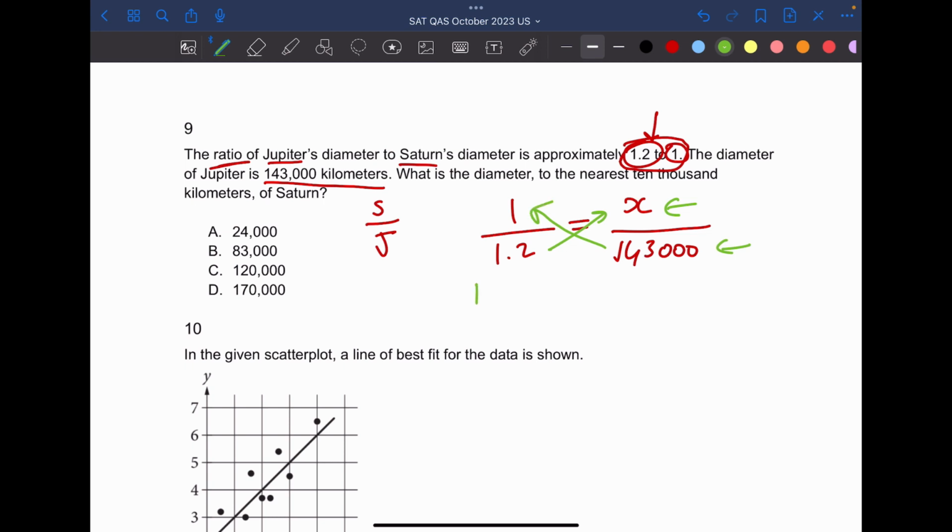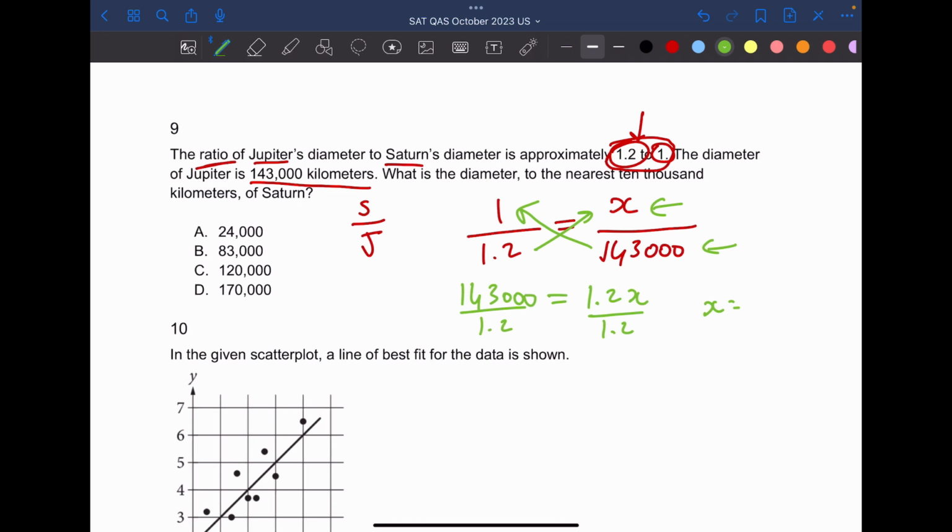You get that 143,000 is equal to 1.2x. Then to find x, divide both sides by 1.2. X is equal to, let me put this on the calculator, 143,000 divided by 1.2.